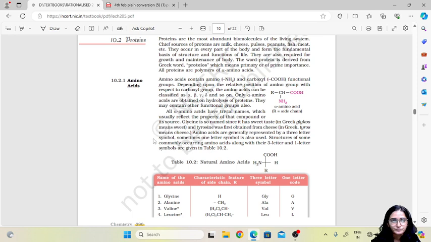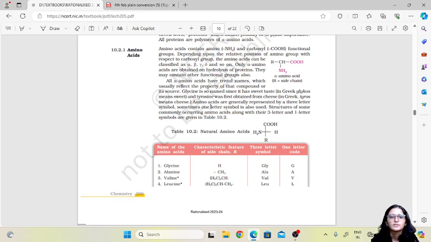Now let us see how proteins are formed. Amino acids are the basic unit, the building block of proteins. An amino acid contains an amino and a carboxyl group, that is, amino stands for the amine group and acid stands for the carboxyl group. So they contain both groups.